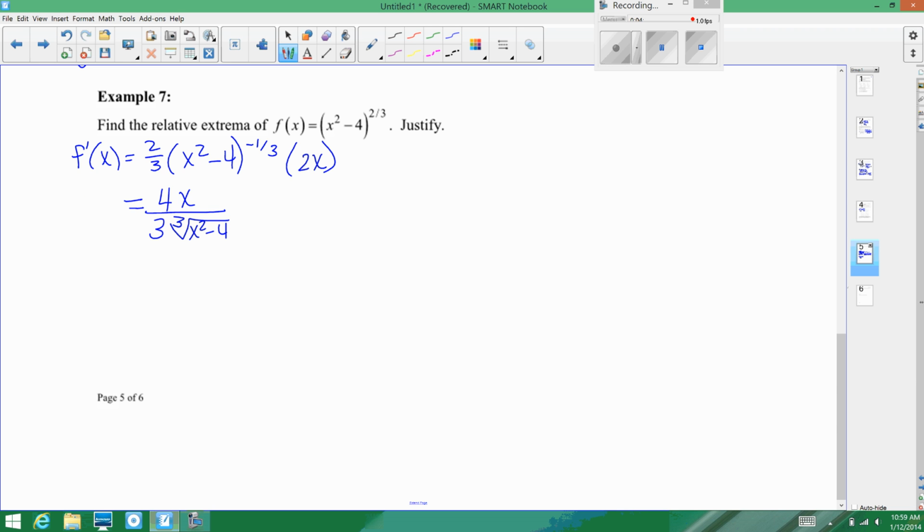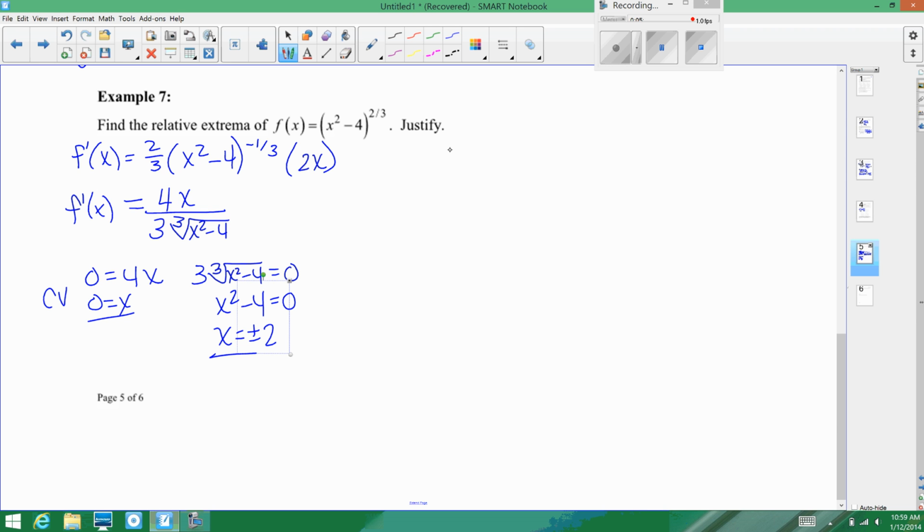So where will our derivative equal 0? Only when the top equals 0. So that will give us a point of x equals 0. So that's a possible critical value. And where would our derivative be undefined? Well, that's going to be where the denominator this time equals 0. So we could divide by 3 and cube it. So that'll be x equals plus or minus 2. So our possible critical values are these.